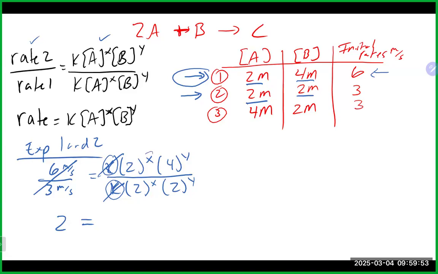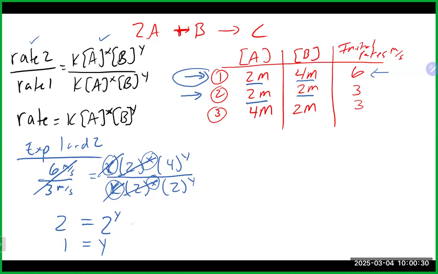Now, the x here, which is the order with respect to A, should also be the same on top and bottom. Again, we don't know what it is at this point, but we do know it should be the same, which means that's going to cancel out as well. And then we basically have 4 divided by 2, which will give me 2 to the y in this particular case. At this point, I can solve for y, and with these nice pretty whole numbers, I can see hopefully that y is equal to 1. That would give me my order with respect to B in this particular case.